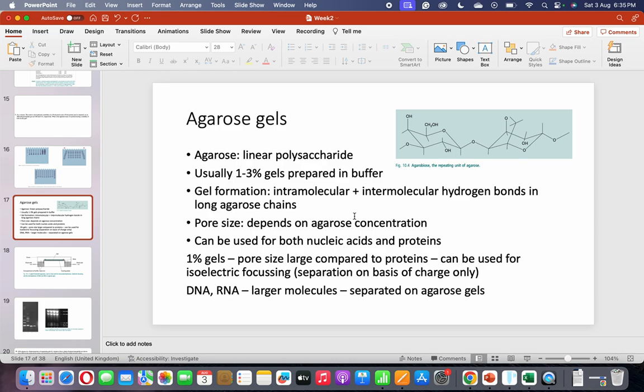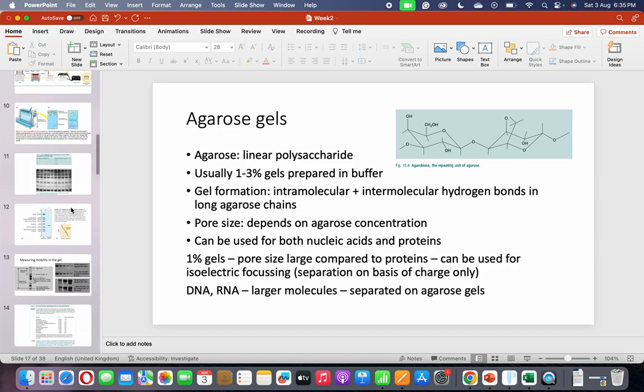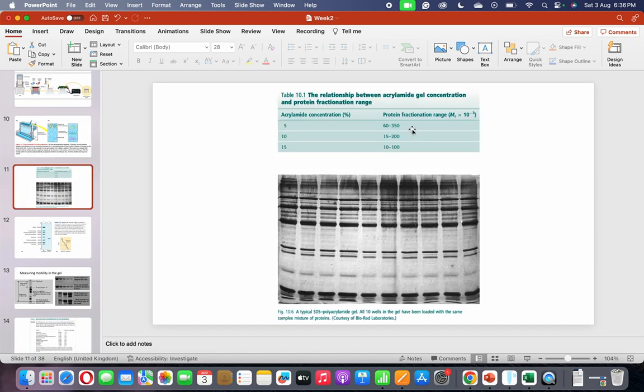We use it mostly for nucleic acid. So you must have heard of running a DNA gel, RNA in an agarose gel. It can also be used for large proteins. If you remember here, we mentioned that the protein fractionation range, even for acrylamide, is around 350 kilodaltons. So what if you have some big protein complex which is bigger than this? Then what will you run it on?